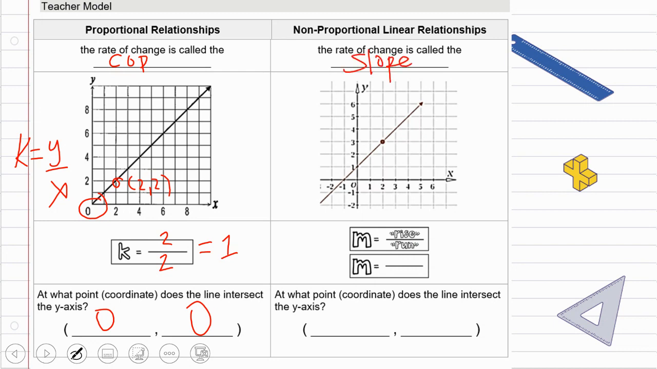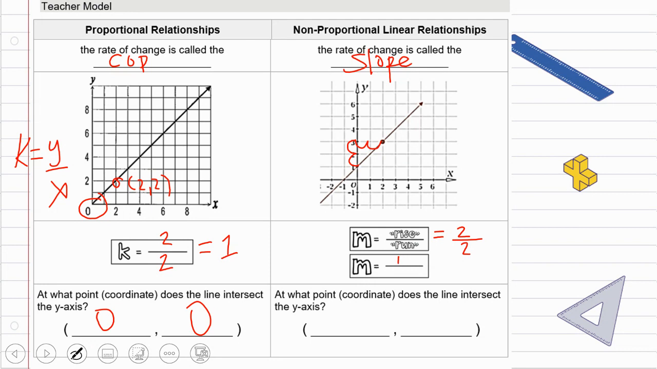Now, when we're finding the slope, we're going to do rise over run. Rise, I'm going to go along the y-axis, and then we're going to go across the x-axis. When I rose, that was 2 units. And then for the run, that was also 2 units. When I simplify that, my slope is going to be 1.